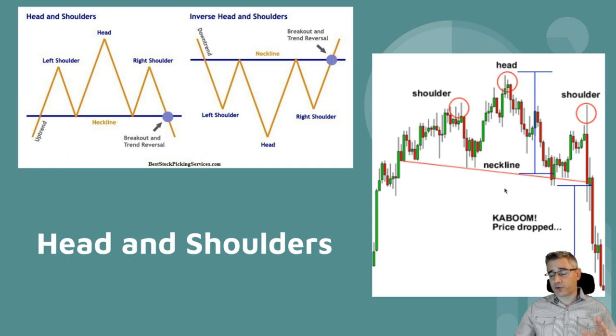Here's the head and shoulders applied to a chart. You can see the shoulder here, the head, the other shoulder, and as you can see, kaboom, the price dropped as soon as it broke the neckline. And I pulled this off the internet, and what they're trying to say here is typically the height of the head to the neckline, or the longest neckline in a descending neckline, you can expect it to fall at least that much.